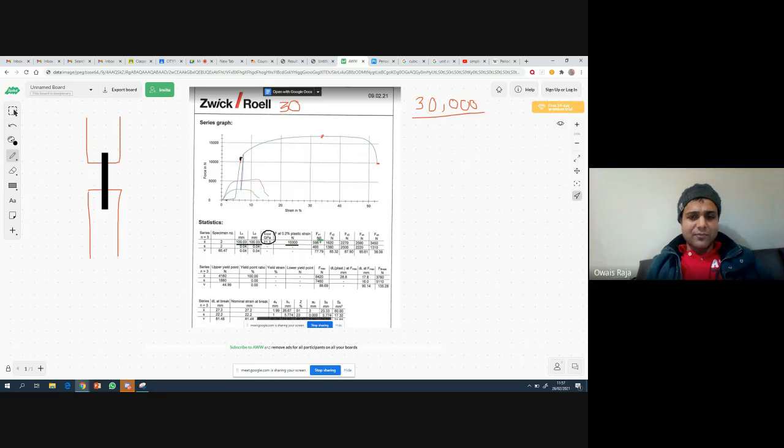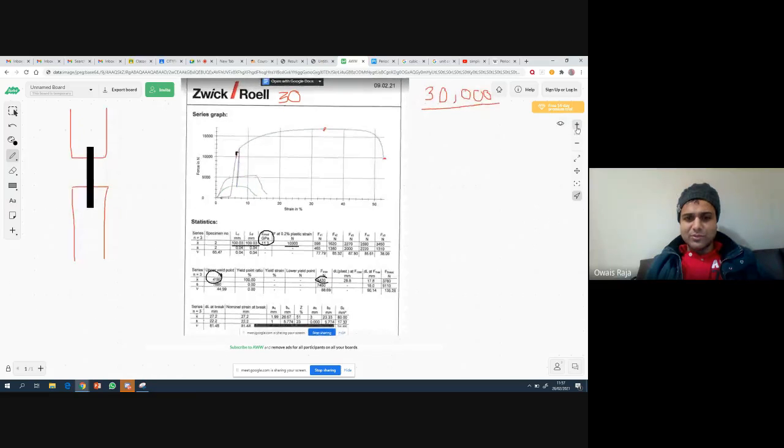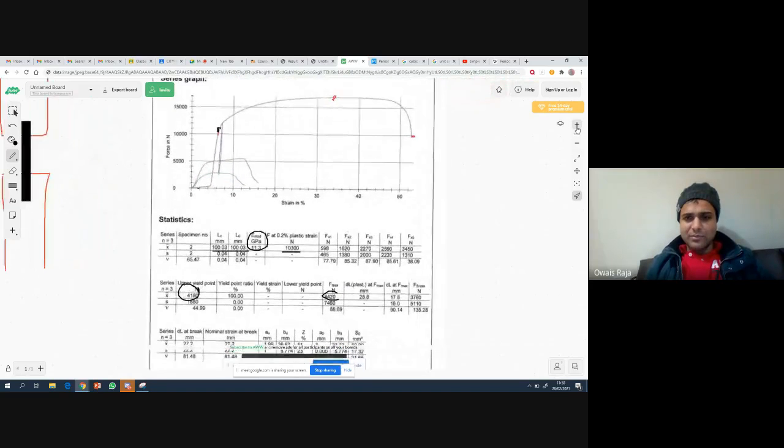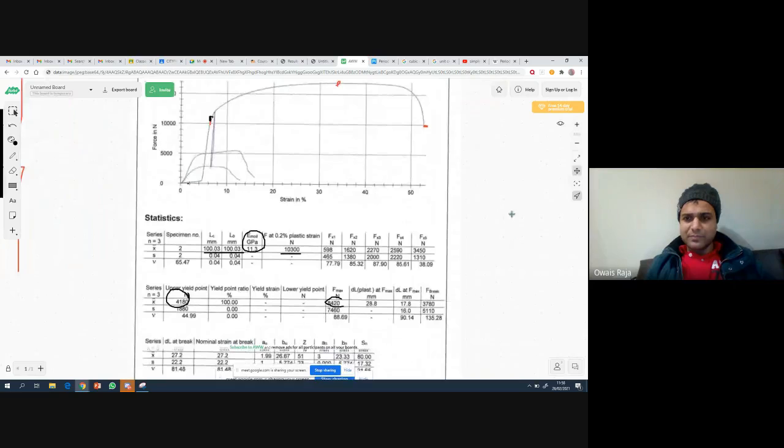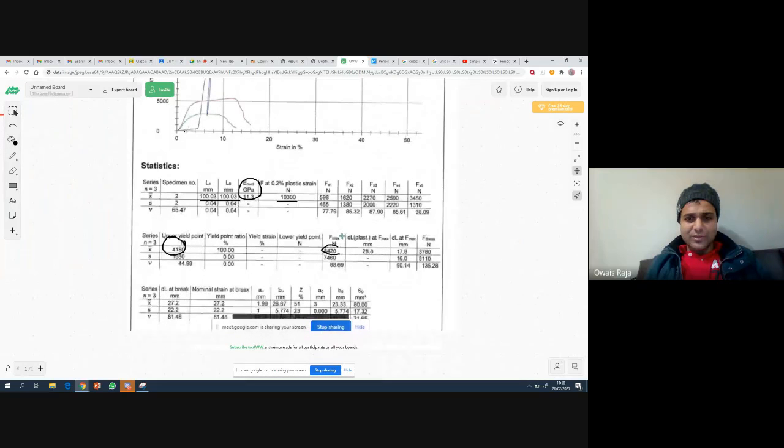And then there are values F1, F2, F3, F4, and so on. There are a few values. Now they give you the upper yield point, which is that value. Then they give you the maximum force, which is that value. That's the maximum force. If I just zoom my screen a little bit more, maybe you can see more clearly. So there's the maximum force.